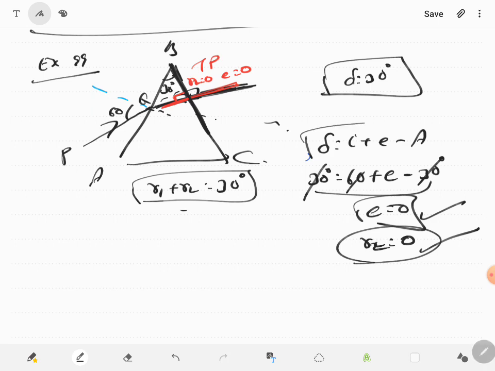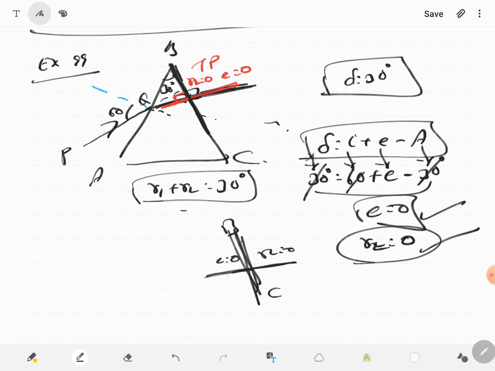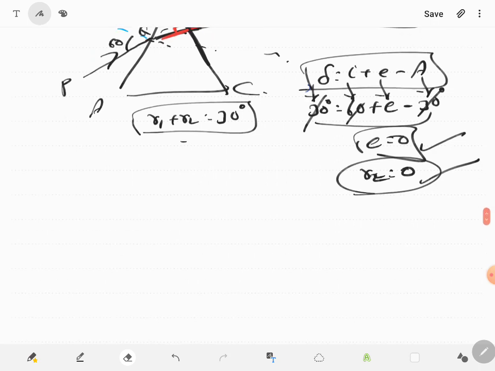So using delta is equal to I plus E minus A, I substituted I as 60, kept E as E, and the angle of the prism is A. Delta is 30. Then 60 gets cancelled, E becomes 0, automatically R2 becomes 0. Because in this face, the angle at which it's falling is the angle at which it's going out, the second face BC. If R2 is 0, E has got to be 0, and that's exactly what you need to prove, and we have proved it in 1 minute. This is the easiest way to do this. So let's go to the next question.